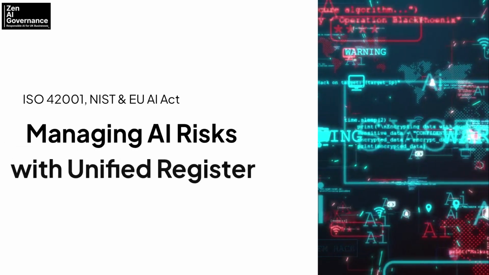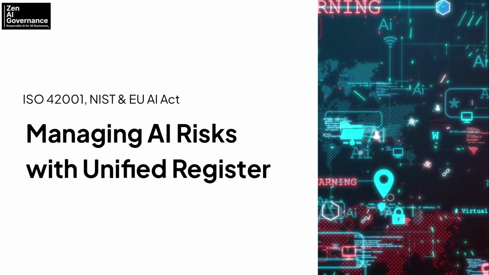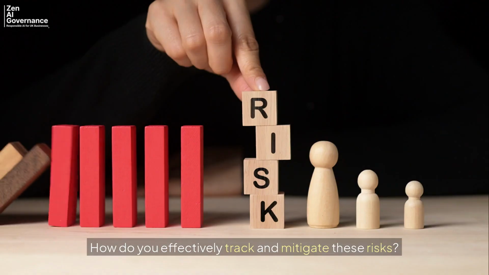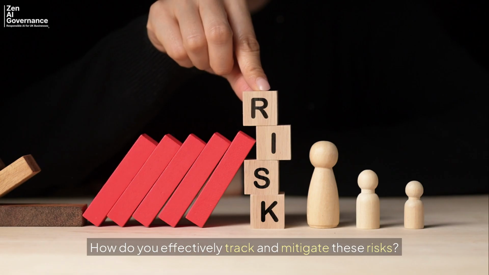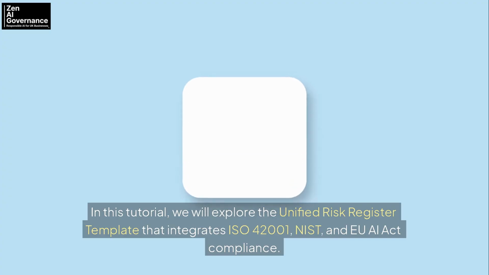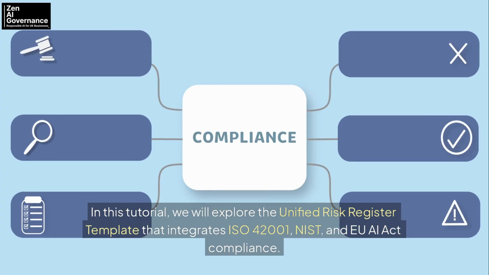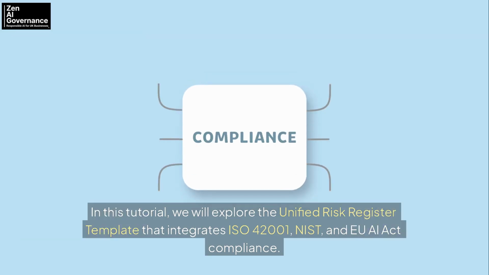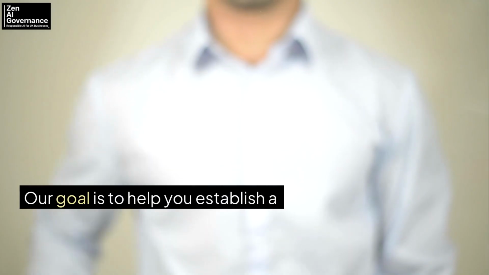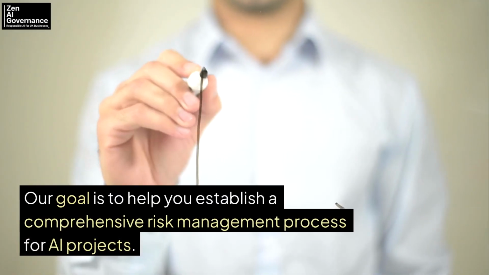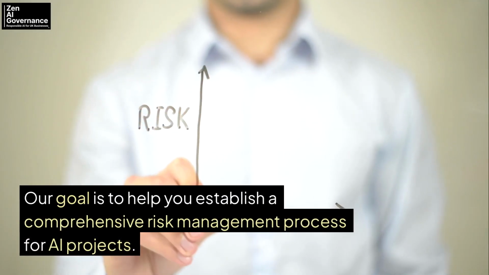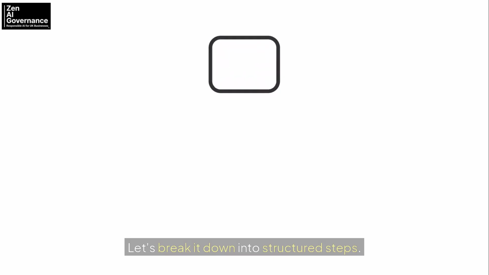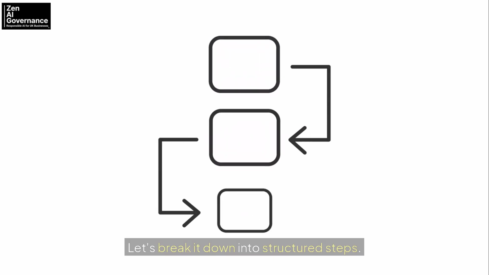Managing AI risks can be complex and overwhelming. How do you effectively track and mitigate these risks? In this tutorial, we will explore the Unified Risk Register template that integrates ISO 42001, NIST, and EU AI Act compliance. Our goal is to help you establish a comprehensive risk management process for AI projects. Let's break it down into structured steps.